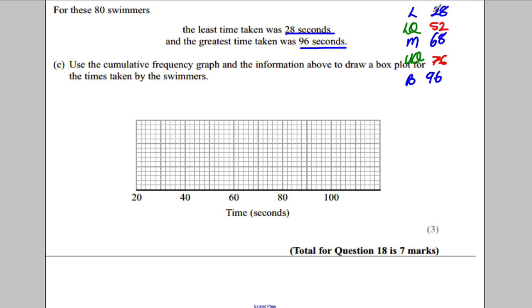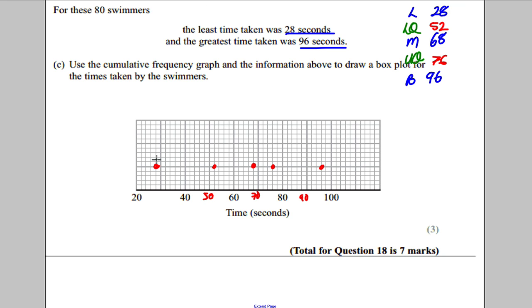And then we'll just plot these. So 28, so let's maybe draw on this line. 2, 4, 6, 8, there we go. 52, 50 is here and 2 is here. That must be 50 obviously. 68, well 62, 4, 6, 8 there. 76, well if that's 70, 2, 4, 6 would be there. And 96 is here, so if that's 90, 2, 4, 6 there.